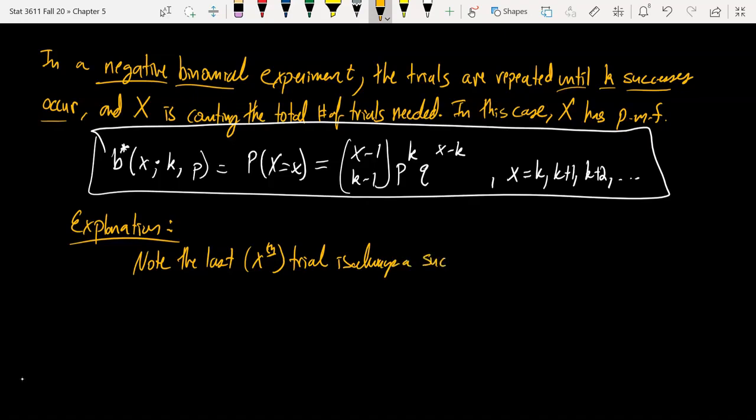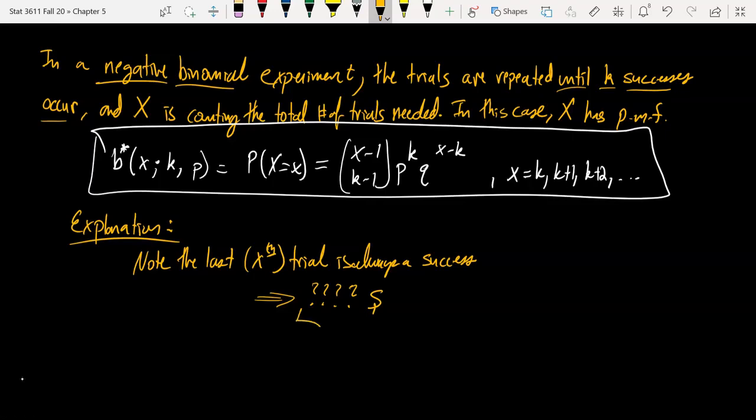Is always a success, right? According to the negative binomial experiment, the last trial is always a success. So that means essentially what your event looks like is, depending on how many successes you need, you're going to have some number of things happening before it, maybe a mixture of failures and successes, right? So question marks there. And the last one is a success. The last one is always a success, all right?